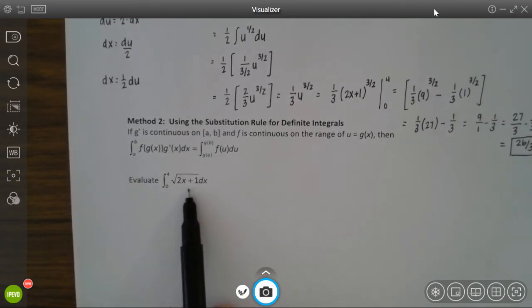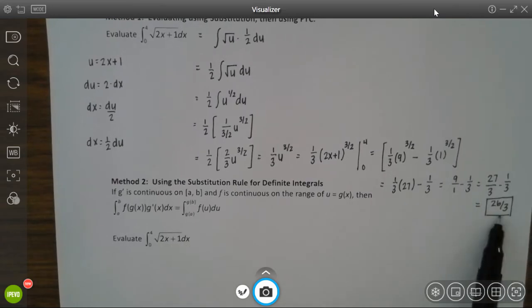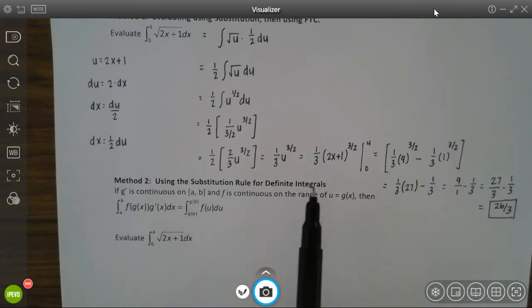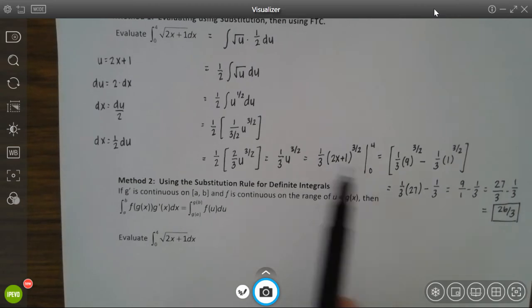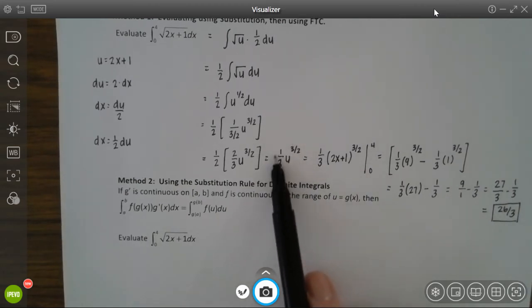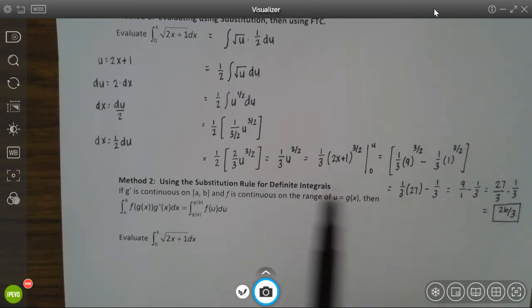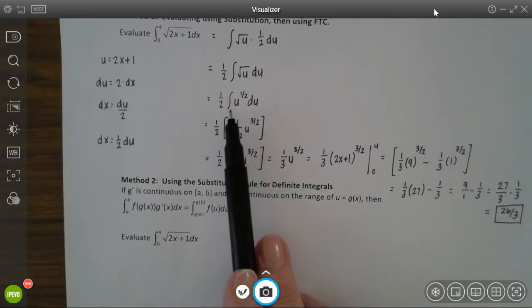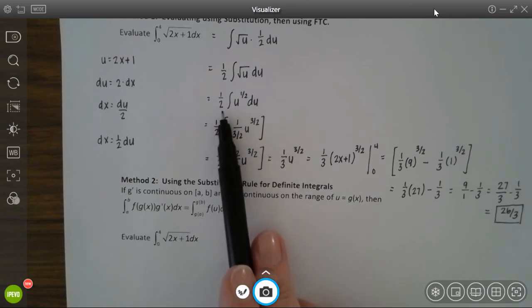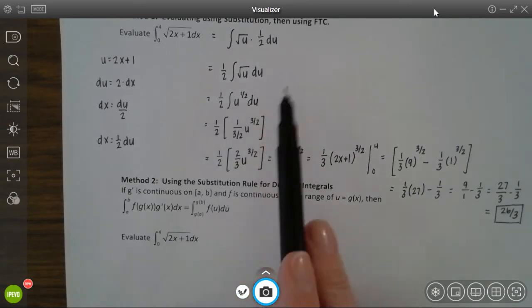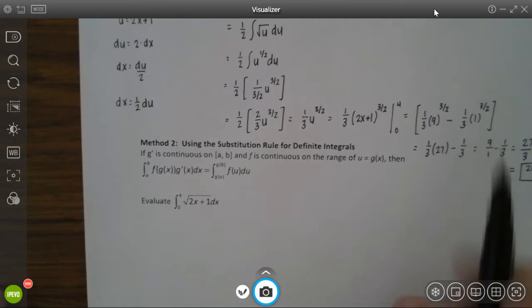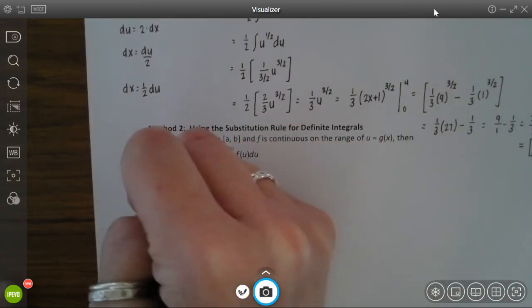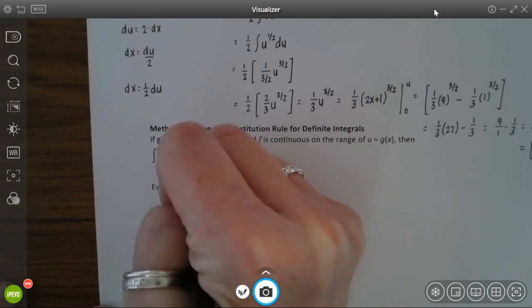So I started off with the same function that we just looked at up there. We know that the integral is going to end up being 26/3, but using this method allows us to skip the step of plugging the u back in, and we're able to evaluate straight at this step. So I'm going to back up a little bit to the step where I said, when I do my U-substitution, it's going to give me 1/2 times the integral of u to the 1/2 du.